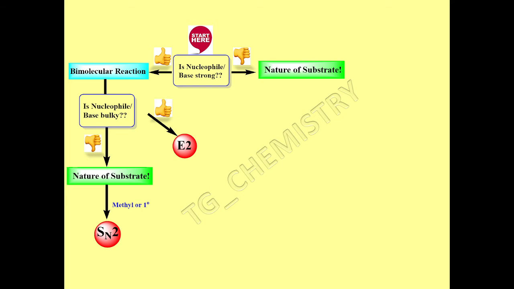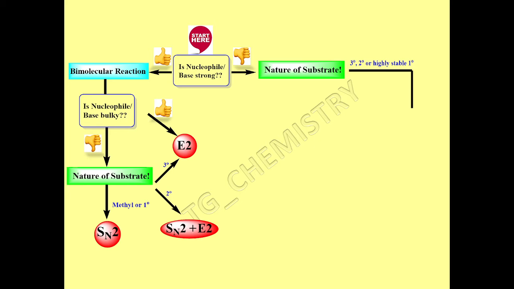If the substrate is methyl or 1-degree alkyl halide, then the reaction pathway will predominantly be SN2, that is, the nucleophilic substitution bimolecular pathway. And if the substrate is a 3-degree alkyl halide, it will again follow the E2 elimination pathway. If the alkyl halide is 2-degree in nature, it can follow either the SN2 or E2 pathway.